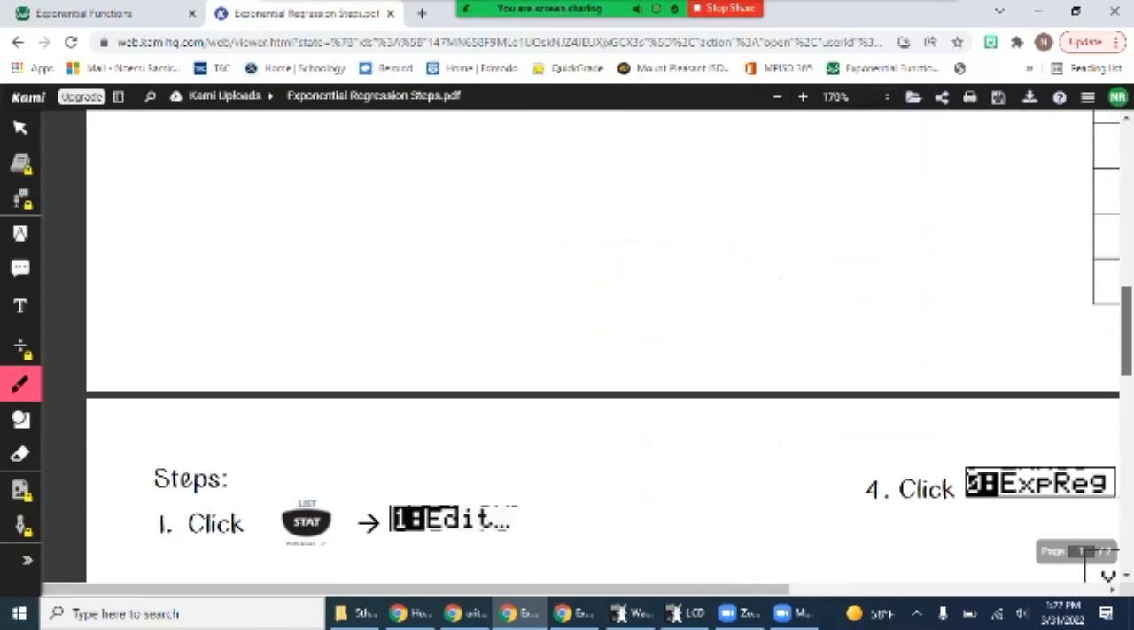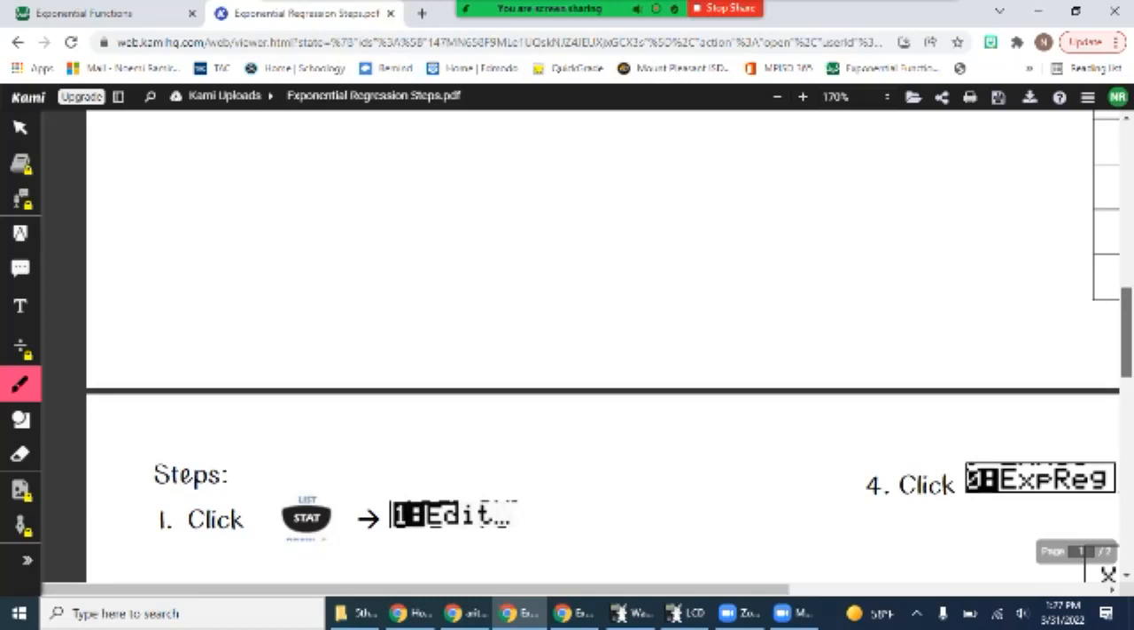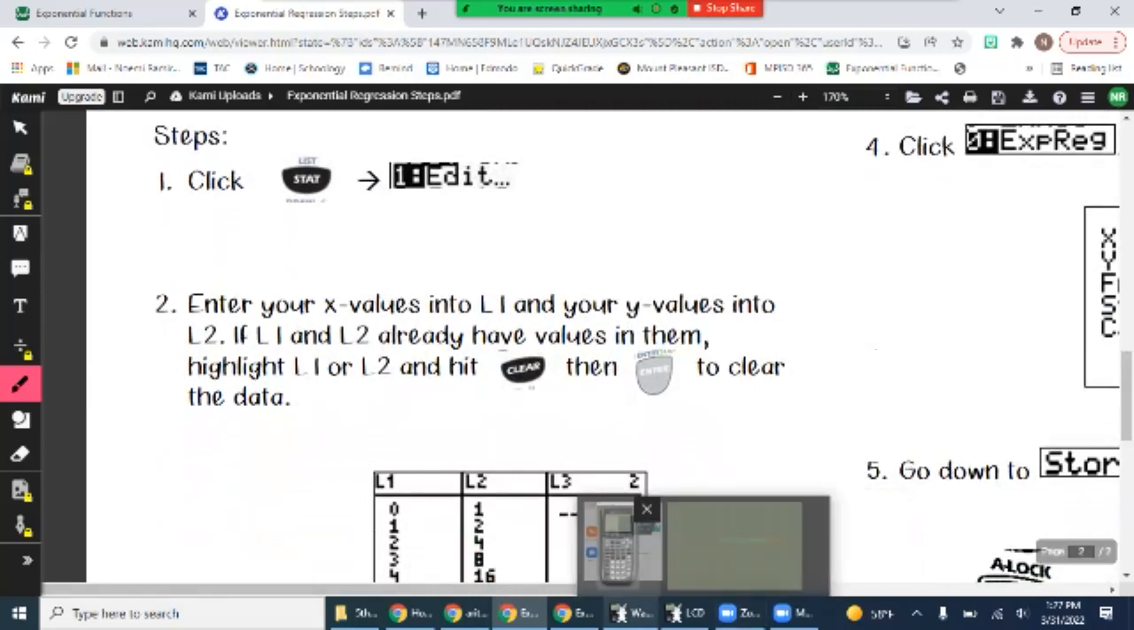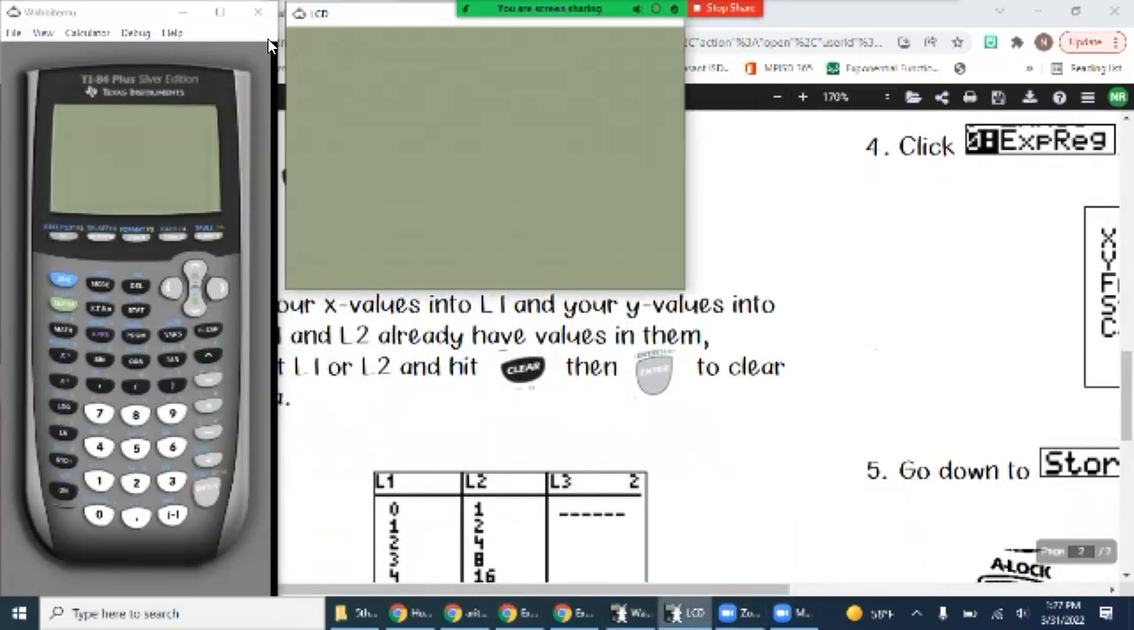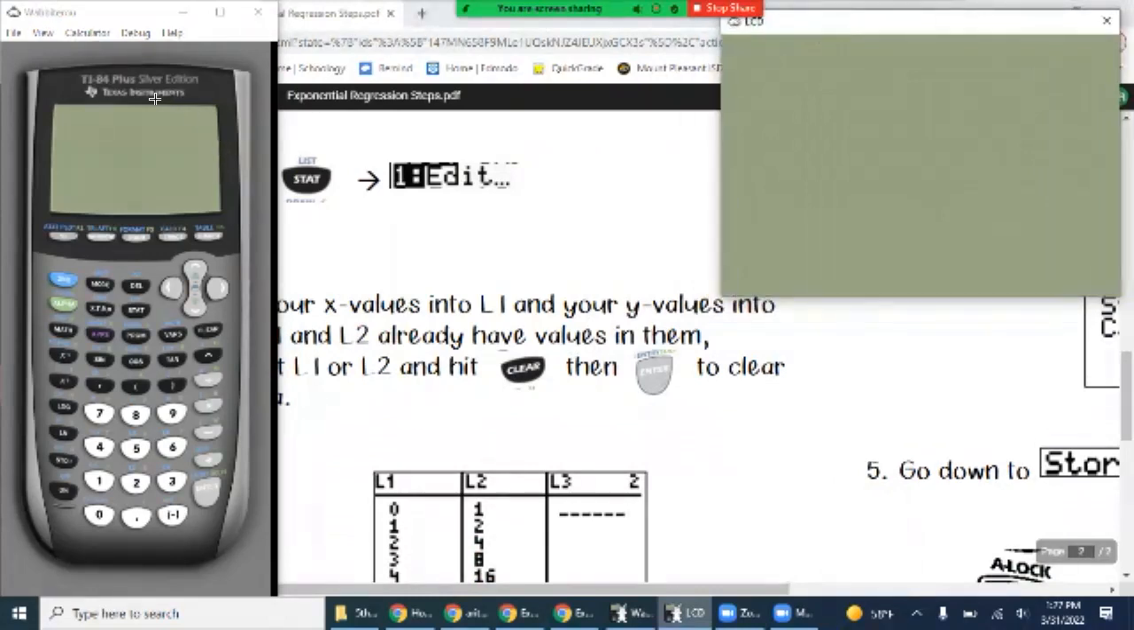You have the points. They're written on your graph. You don't have to look at mine. All right. So the steps are still the same with one exception. The option that we're using is different. Steps are still the same.